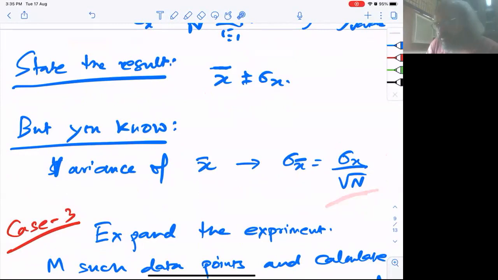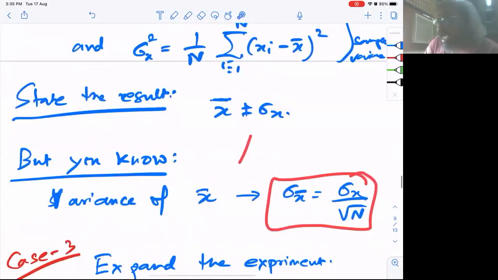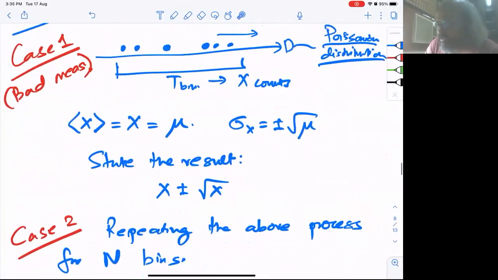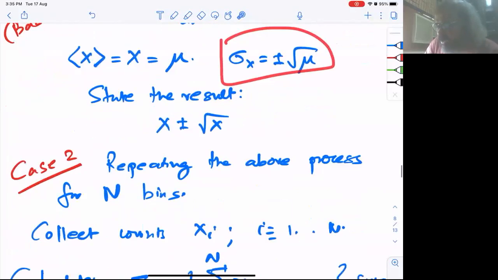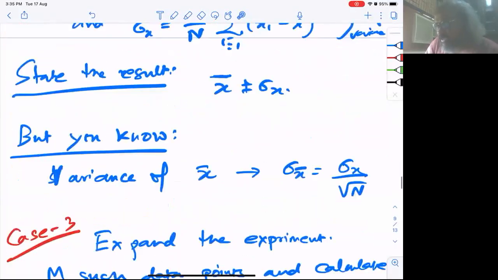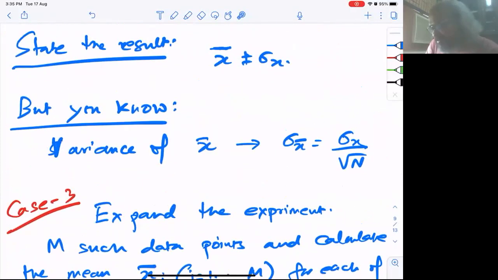There's no way you can verify. This statement is as good in this case as the earlier guy making a statement that, oh, I know that my standard deviation is plus minus square root of mu, but there's no way I can verify. It's an identical scenario here. You know that the variance of your standard deviation is square root of n, but you cannot verify.